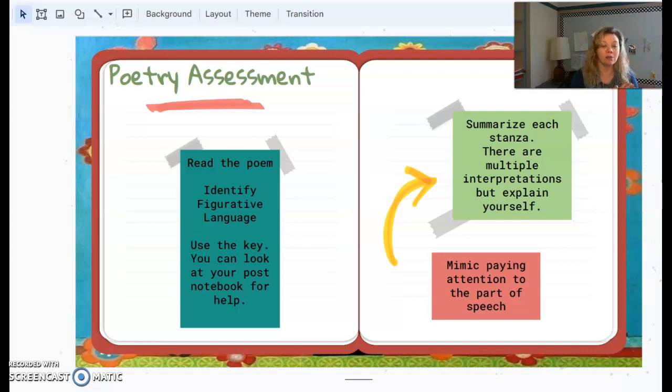Then you will summarize each stanza as your close reading. Summarizing as in paraphrase and rewriting in your own words, explaining what each stanza means. There are multiple interpretations of each stanza, so make sure you explain yourself. And then the final part of this is to mimic the poem, similar to when we did mentor sentences, and we practiced mimicking of poetry or figurative language a few times this quarter.